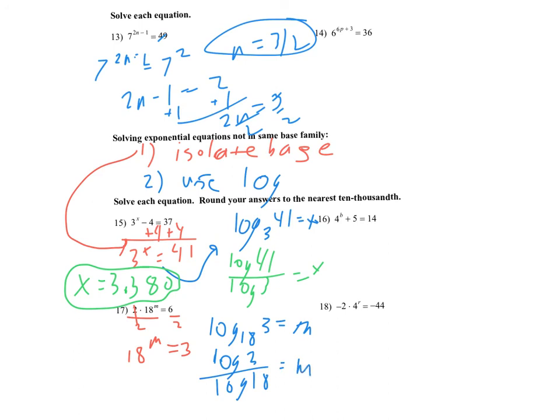And so when I do that, I get 0.3801 if I round it up.